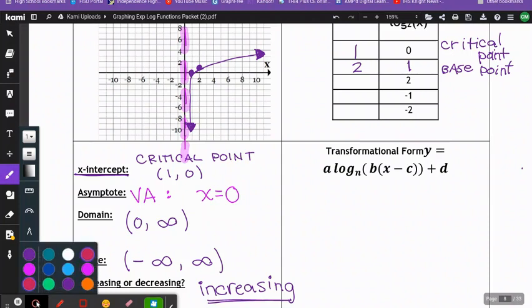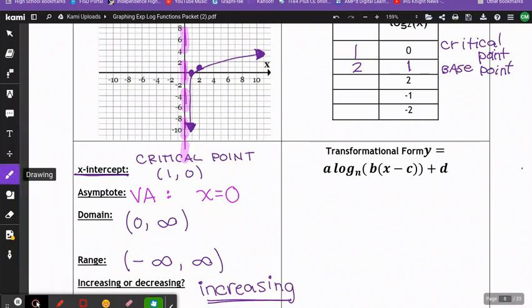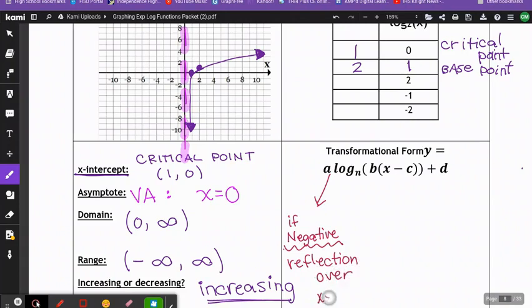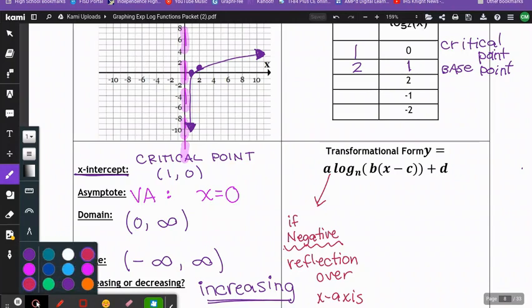Transformational form, we're going to follow the same patterns that we have in the past. The main thing we're looking for is if a is negative. If the a value is negative, that will give me a decreasing graph, and that will cause a reflection over the x-axis. We're not going to do any graphs that have stretches or compressions there, so strictly look for those reflections.